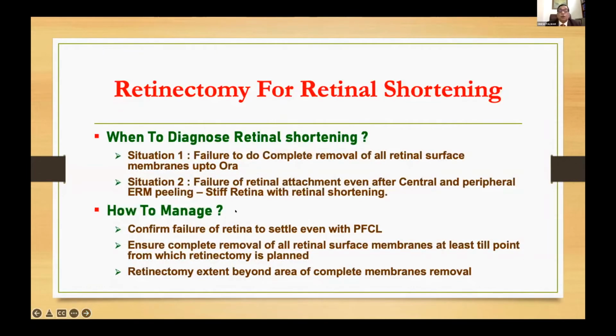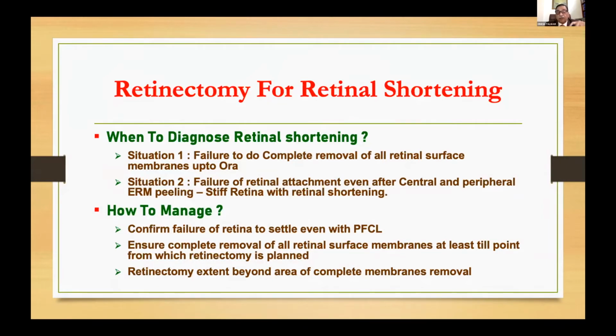Now, what about retinectomy for retinal shortening? There are, as I said, two situations. The first situation is you could not complete removal of all retinal surface membranes up to the ora, and you felt this would prevent the retina from settling. The second one is there is a failure of retina attachment even after central and peripheral epiretinal membrane peeling. So this is a stiff retina with retinal shortening.